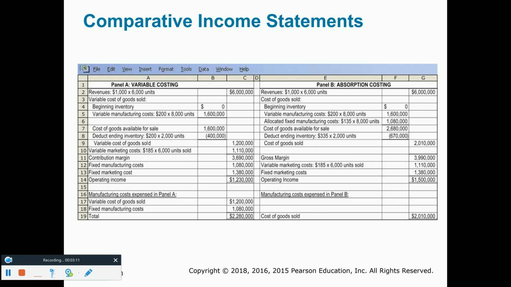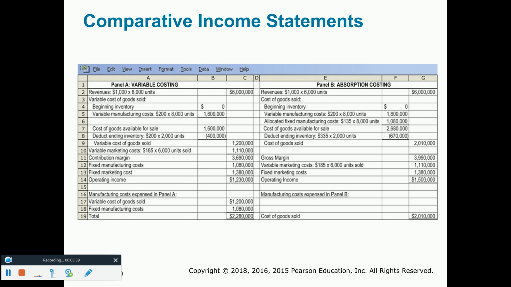So let's walk through these so you have an example. This is probably one of the more important slides in the entire presentation. So I'm going to take some time here, and you can see we have two sides to this Excel spreadsheet. On the left side we have variable costing, and on the right side we have absorption costing. I'm going to take you through line by line so you see how this works.